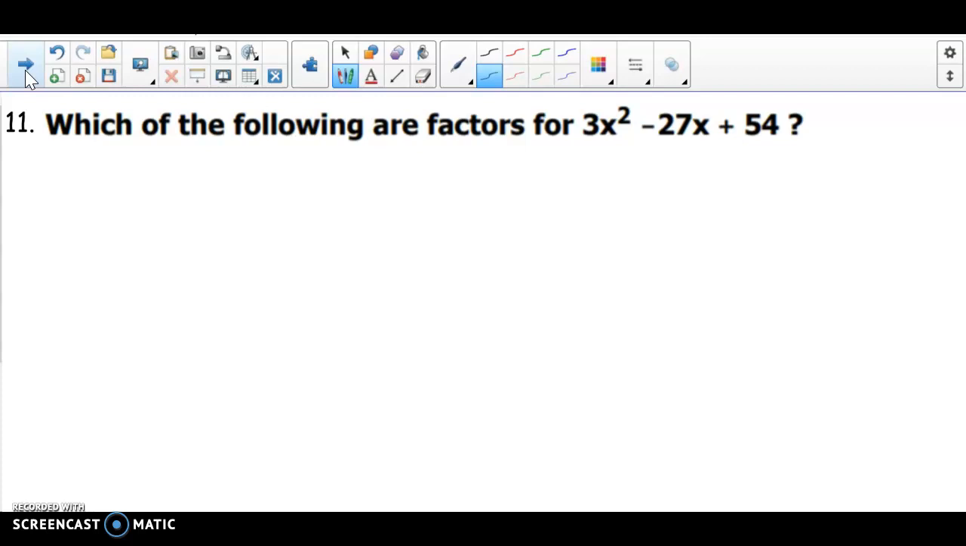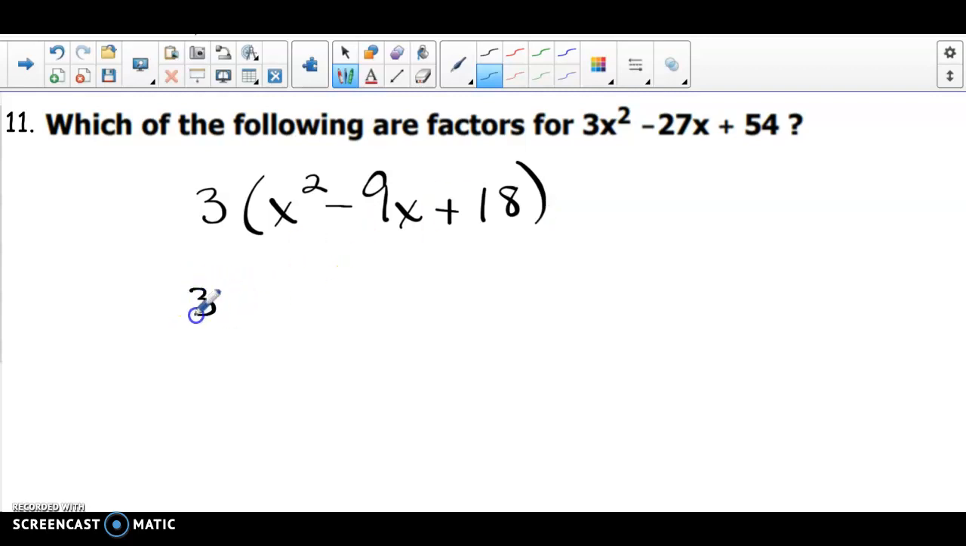Again, always looking for GCF. We can take out a 3, and we're left with x squared minus 9x plus 18. Is there anything that I can multiply together to get 18 that when I add those same numbers, I get a negative 9? Yes, there is. Both of my signs will be the same. In this case, they'll both be minus.